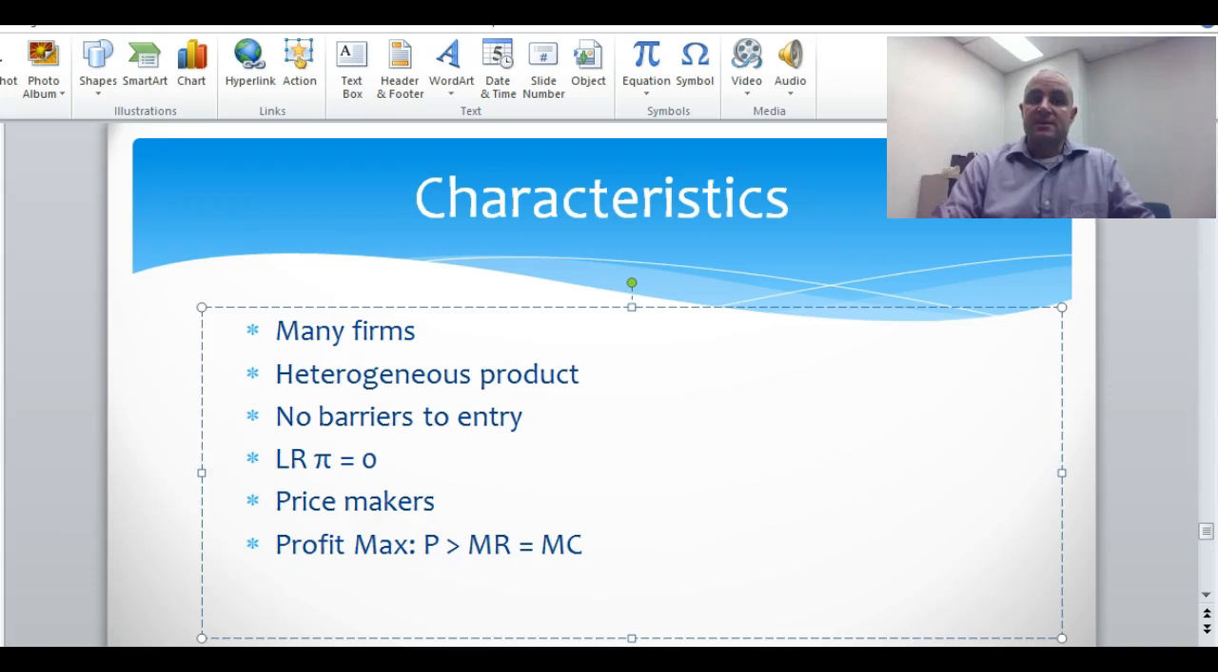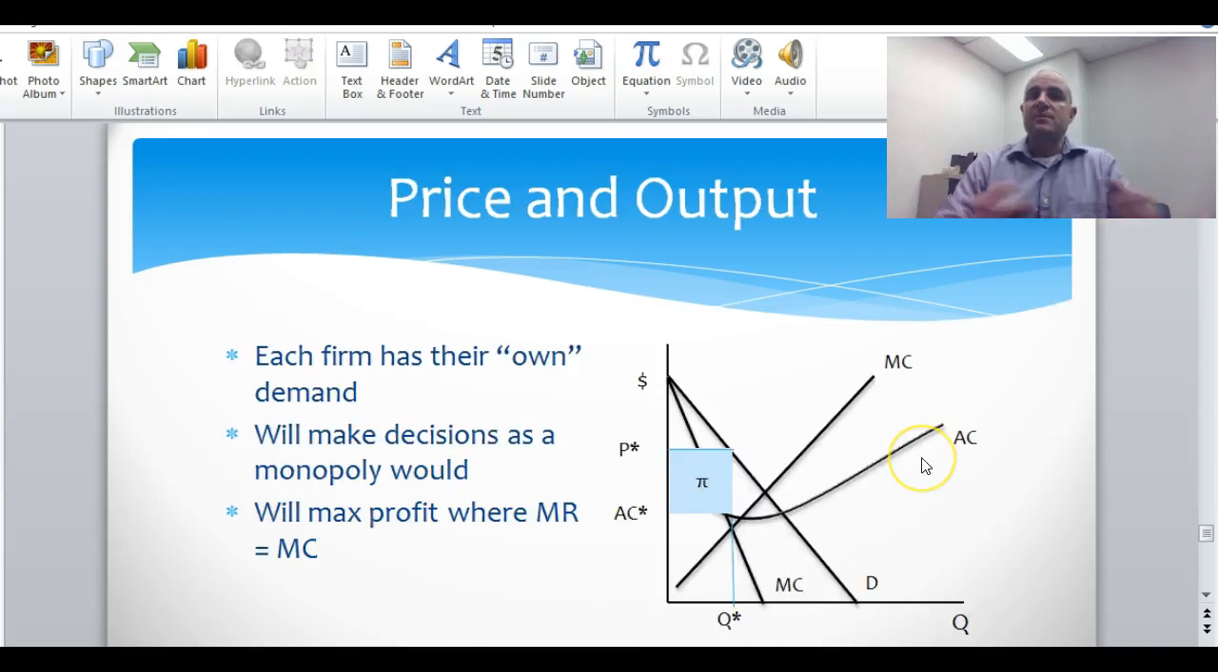So what does that mean? That means that basically what's going to happen in a monopolistically competitive market is that each firm is going to have their own demand. Unlike perfect competition, where the market sets the price because every product is exactly the same, in a monopolistically competitive market, each firm has demand for its specific product.